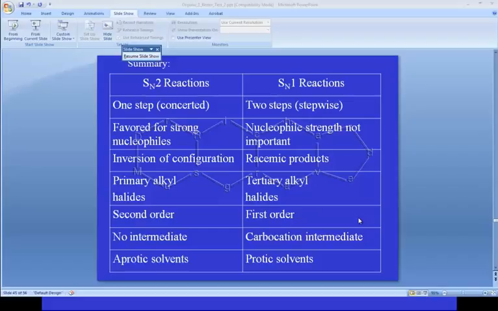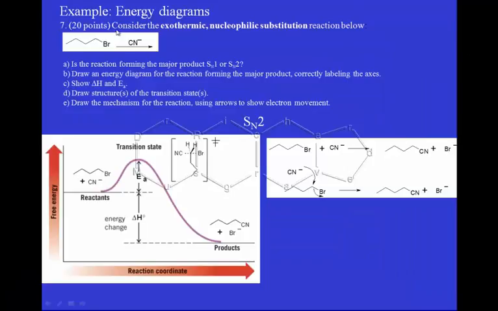Alright, so there's two examples that we'll be looking at. We've got the case of a primary with CN minus, and in the question you'll be told that it's either an exothermic or an endothermic process, and you will make up your diagram accordingly. This particular one is exothermic, and what we would do is draw a situation where the reactants and the products were in this kind of order, where the products are lower energy than the reactants.